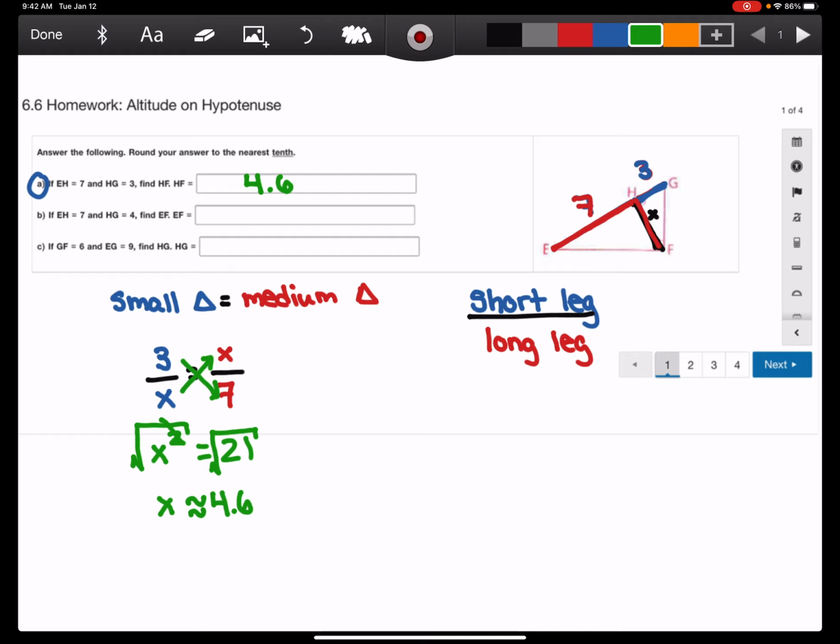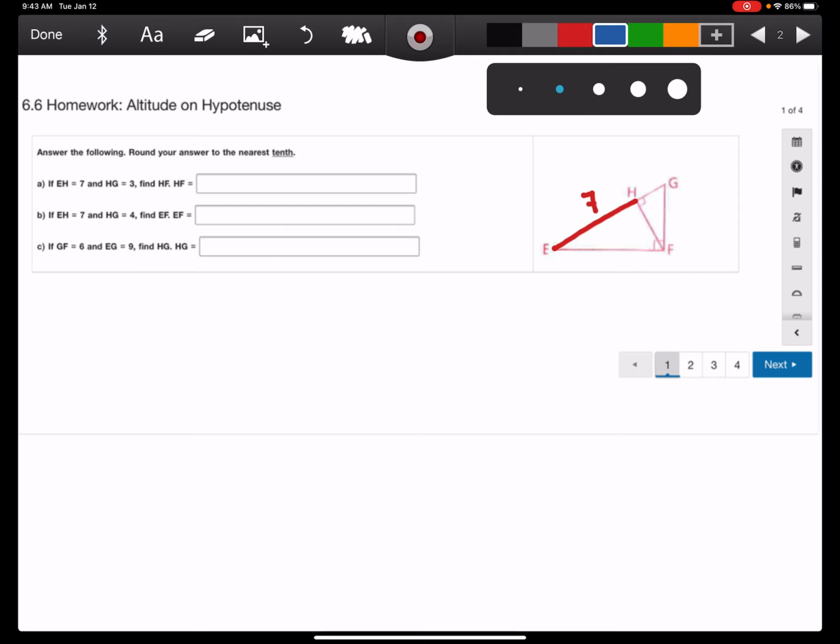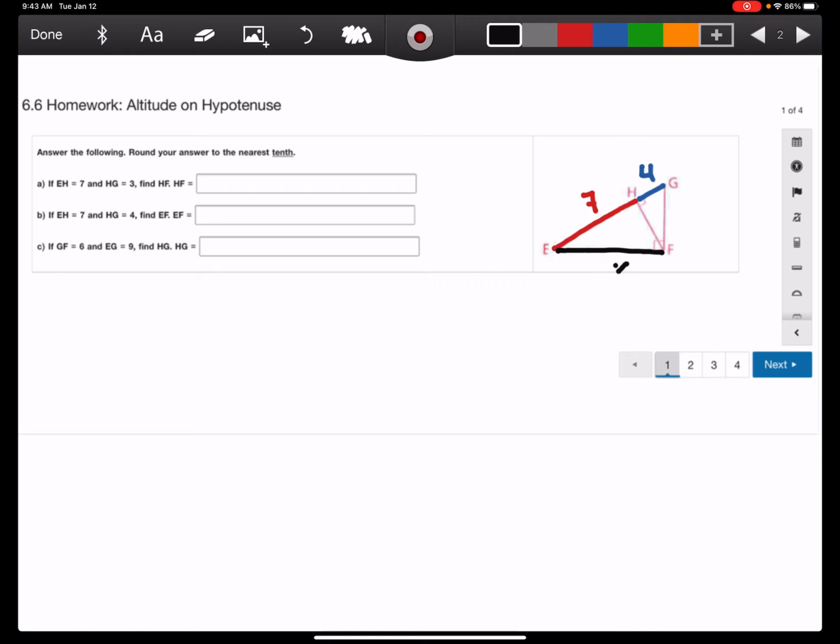All right, let's go ahead and move on to part B. Part B states EH is equal to 7, HG is equal to 4, and then we want to find EF. So if I look down here, we have EF, and we're just going to go ahead and call that X for now. We're just going to give it a variable.